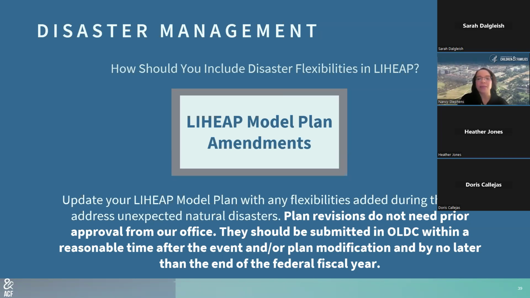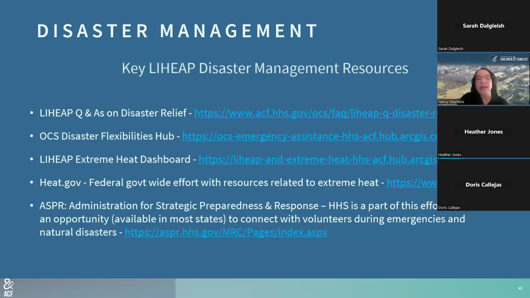Next slide, please. In closing, this slide lists some key resources related to natural disasters and the use of LIHEAP funds. I want to point out two of the resources on this slide. First, the heap.gov website, which is the fourth bullet on the slide. Heap.gov is a federal effort that includes resources related to extreme heat, which are very important right now at this time of year. The next resource is the Administration for Strategic Preparedness and Response website. It is an HHS effort that offers an opportunity that is available in most states, if not all, to connect with a volunteer network during emergencies and natural disasters.